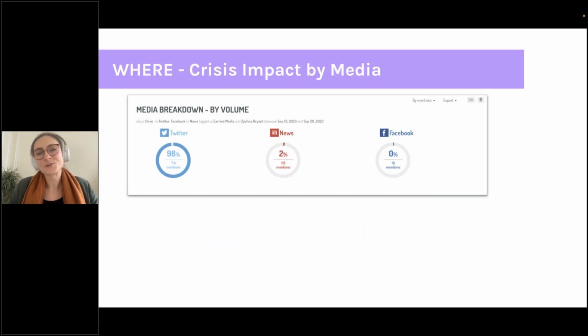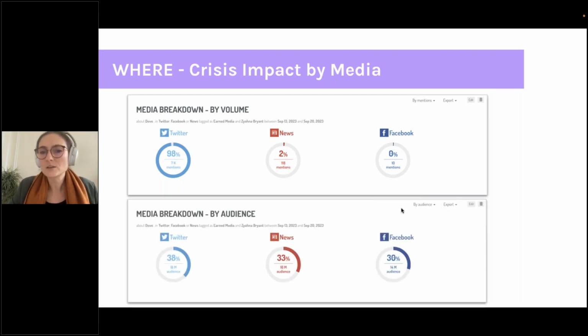Moving on, where? So where did the crisis originate and where is it unfolding? So here, the media breakdown by volume shows us that most of the conversations are coming from Twitter, 98% of them. But it's interesting also to have a look and analyze the audience. And here we see that the news have an equally important audience. So this is usually the case.